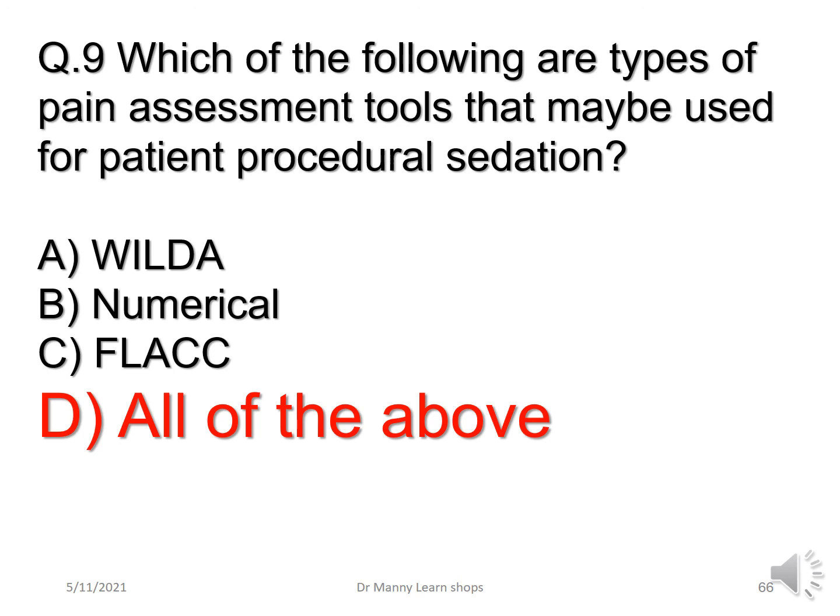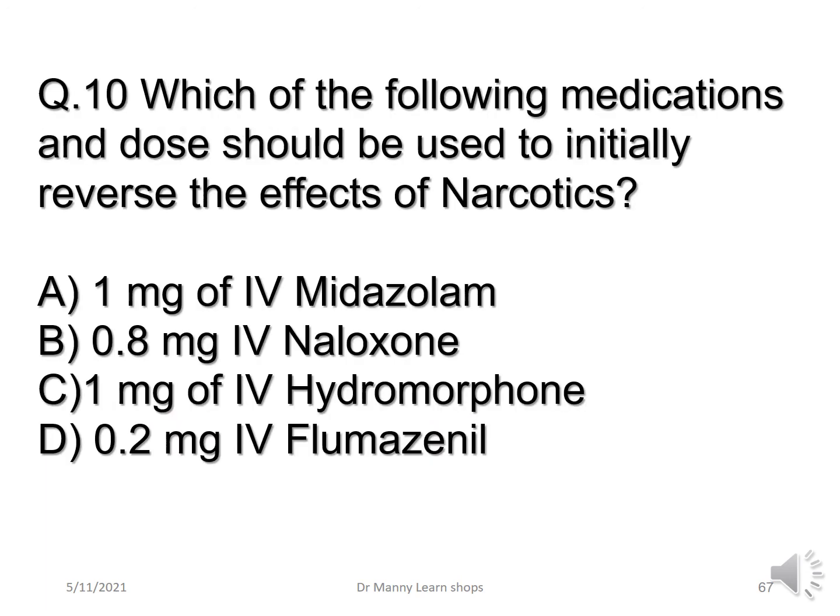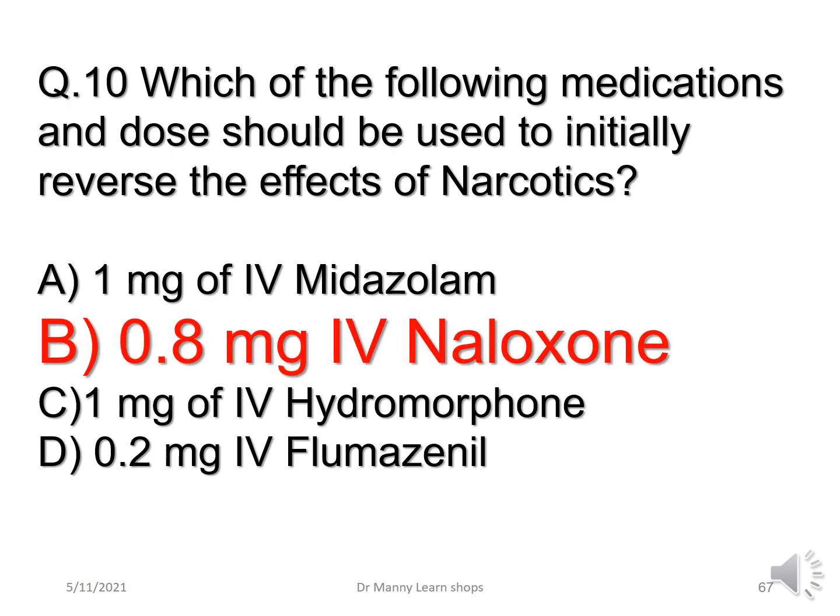And there are more. Which of the following medications and dose should be used initially to reverse the effects of narcotics? Is it 1 milligram of IV Midazolam, 0.8 milligrams of IV Naloxone, 1 milligram of IV hydromorphone, 0.2 milligrams of IV flumazenil? The correct answer is 0.8 milligrams of IV naloxone.